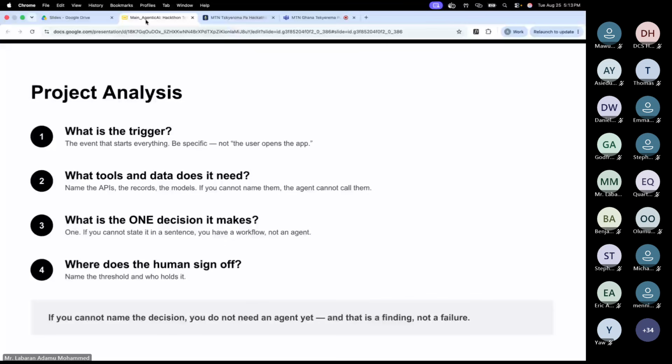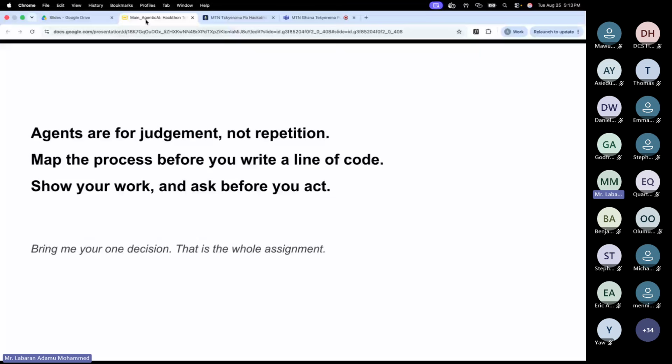One thing you should know is about agents themselves. Three things you should know. Agents are for judgment, not repetition. If it's repetition, probably you can have a script that does everything for you. So the agent should help in making decisions. You also have to map the process before you write a line of code. You can also feel free to reach out to me or Professor Apati if you have any questions.